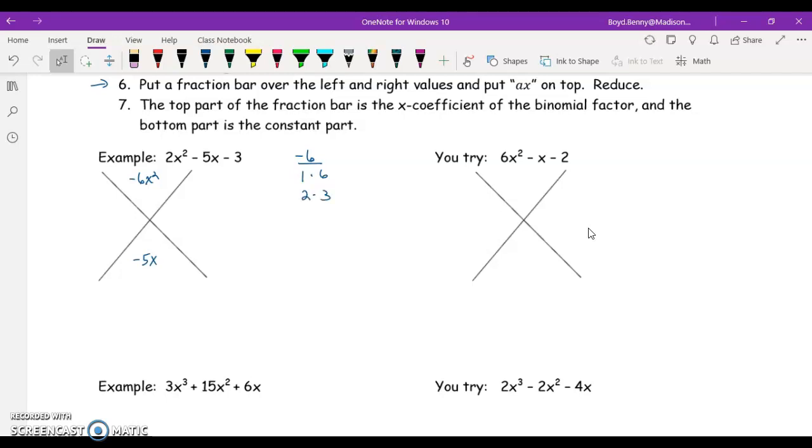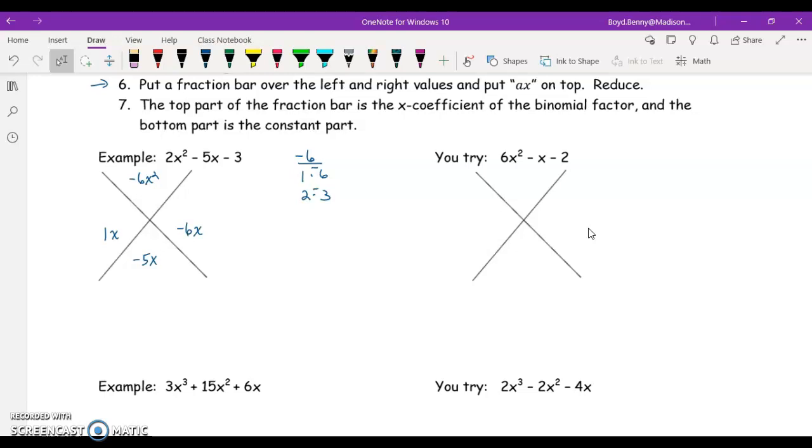Okay? Now notice that my product needs to be a negative 6 and my sum needs to be negative. Well, since the sum needs to be negative, I know that the larger number has to be negative because to add these numbers together and get a negative answer, the bigger number determines the sign on the answer. Okay, so this would be a 1x, and this would be a negative 6x, just like we've done before.